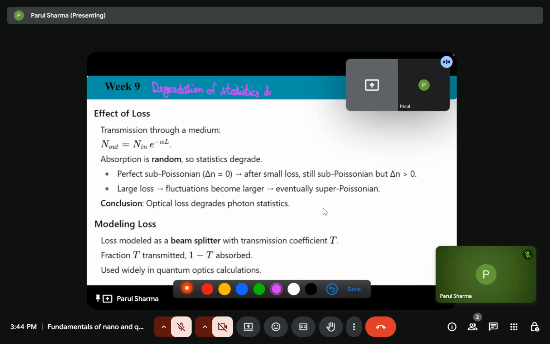Degradation of statistics due to losses. So suppose 100 photons are coming. Here I have a lossy media, and after time t, this is a detector.